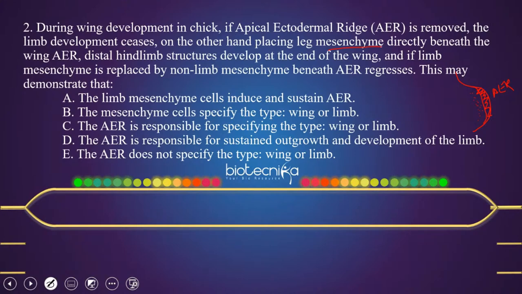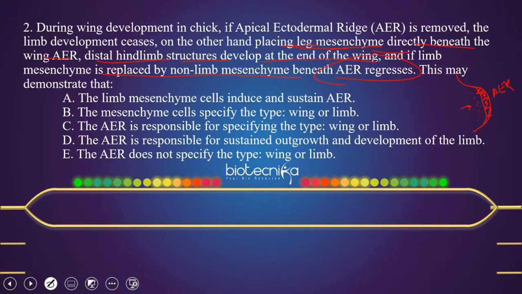On the other hand, if you place leg mesenchyme directly beneath the wing AER, wing means forelimb, leg means hind limb, right? Then what happens? Distal hind limb structures develop at the end of the wing. That means the limb will start out as a forelimb, but the distal parts of it form a leg at the end of the wing. And if limb mesenchyme is replaced by non-limb mesenchyme, instead of limb mesenchyme you have taken some other mesenchyme tissues, then also the AER regresses. Regresses means it will come back. It will not protrude away, or extend from the body.